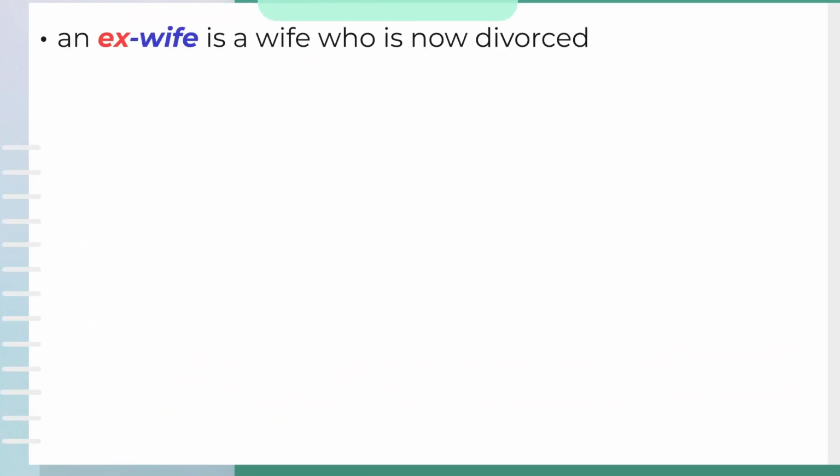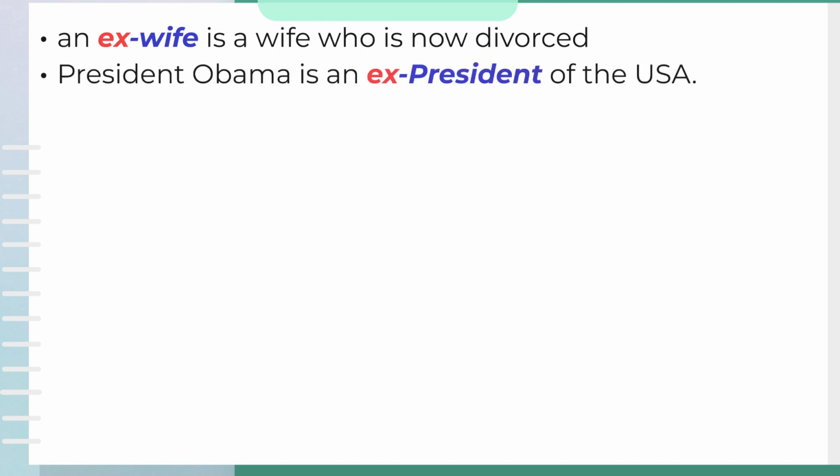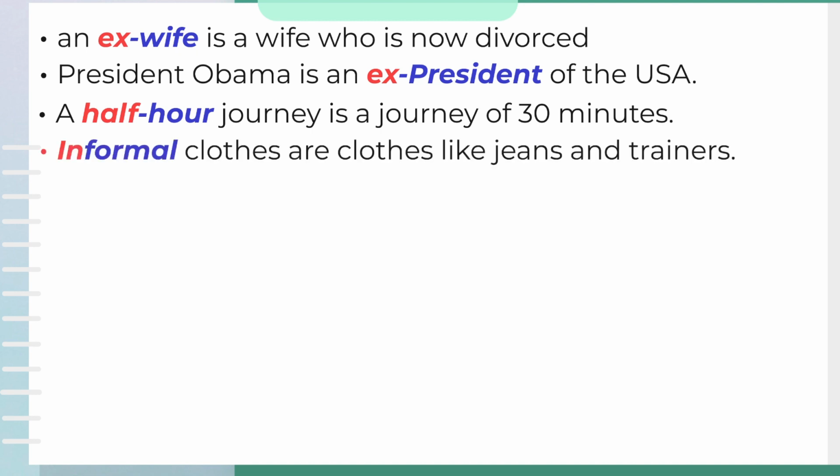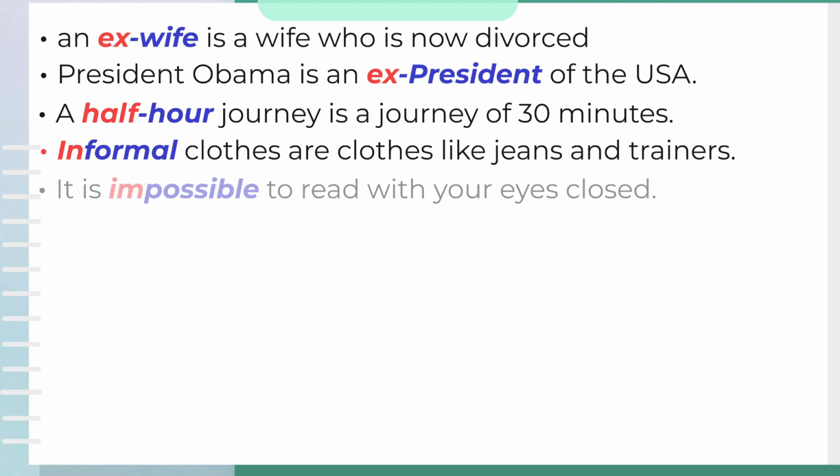Let's take some examples to clarify these prefixes. An ex-wife is a wife who is now divorced. President Obama is an ex-president of the USA. A half-hour journey is a journey of 30 minutes. Informal clothes are clothes like jeans and trainers. It is impossible to read with your eyes closed.